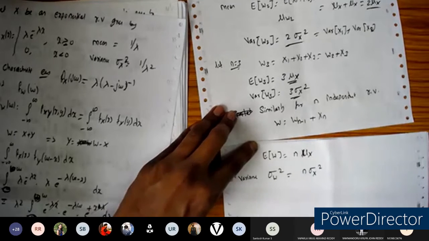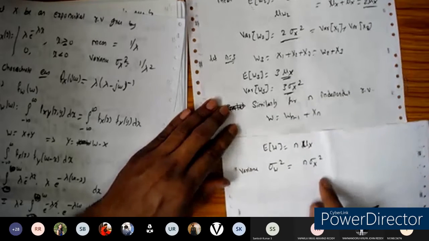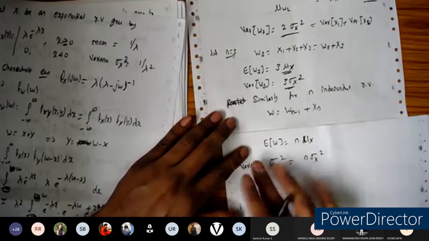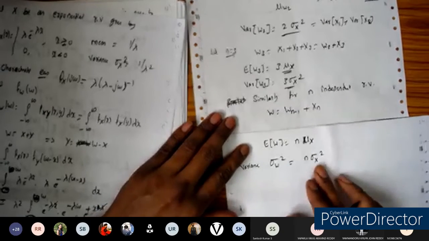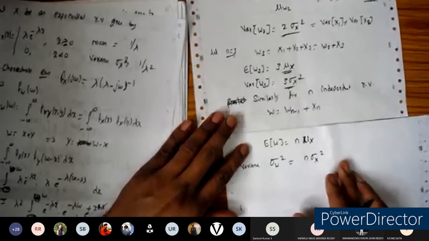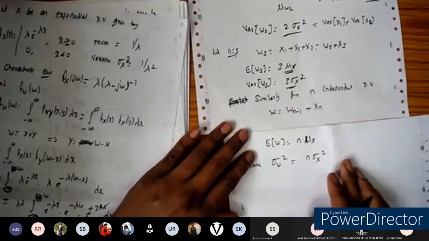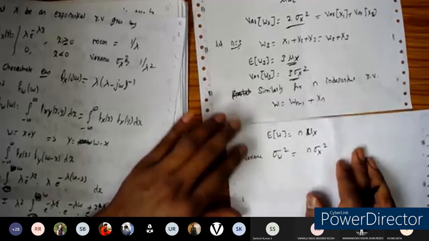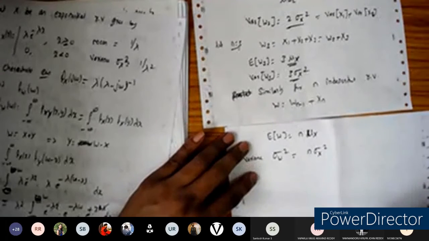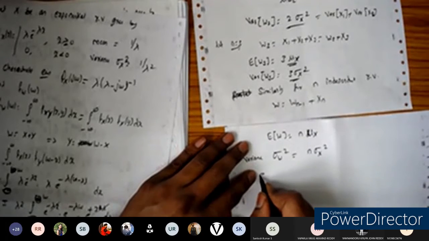N times sigma x squared, so this is the variance you are going to get. So this is the concept of IID, identically and independent random variables, that is, independent and identically distributed random variables. Now, similarly, we can extend this to the characteristic function also.